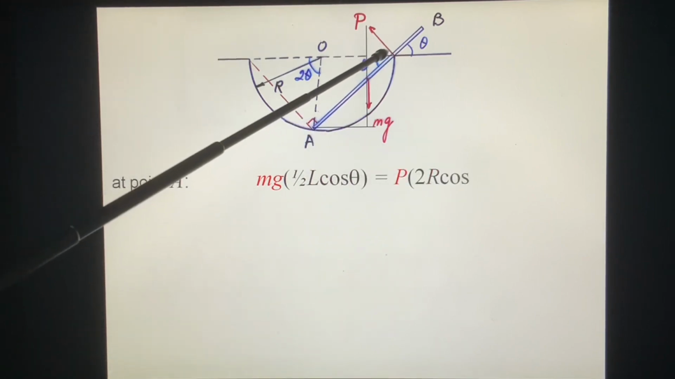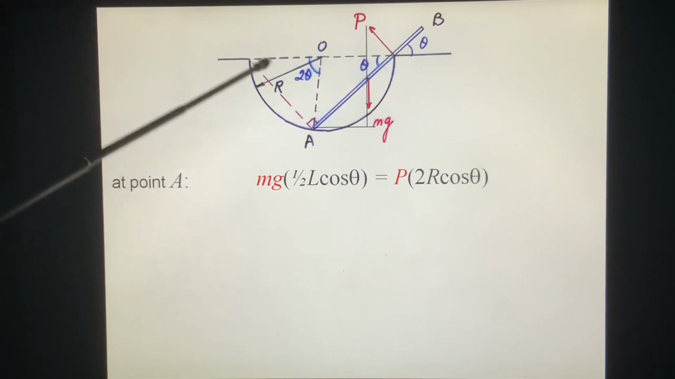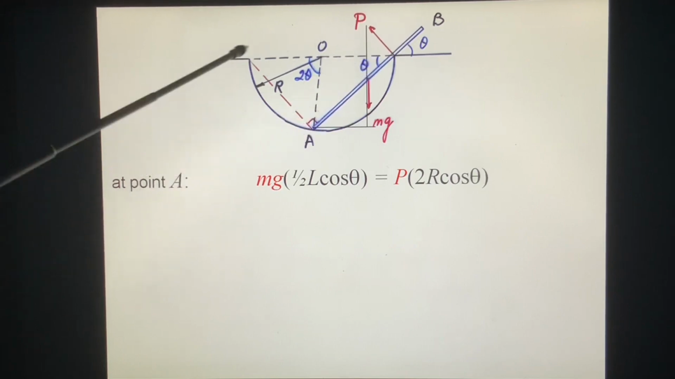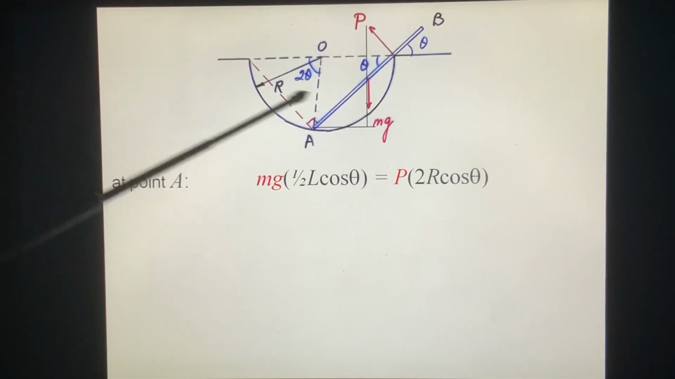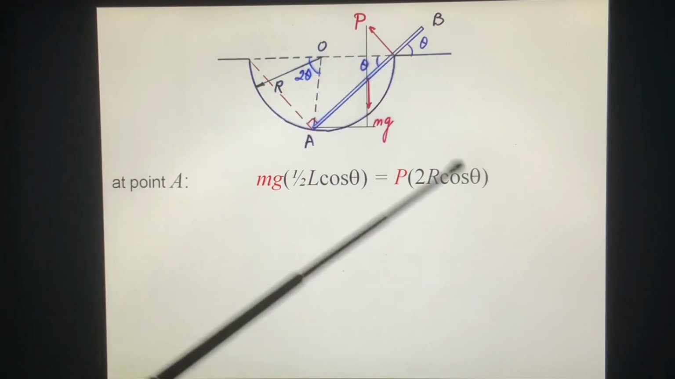What is this angle? This perpendicular comes from this rectangular triangle, because this is the diameter of the ball. So this is equal to 2r cosine theta.